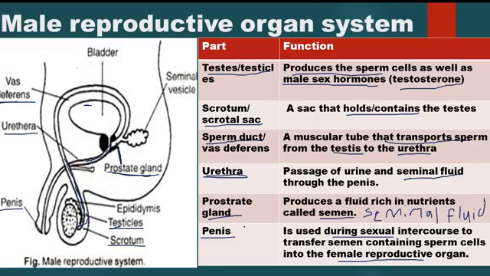Then we have the prostate gland, the gland that produces the semen, the fluid that is rich in nutrients such as glucose. Then we have the penis, which is used during sexual intercourse to transfer the semen containing the sperm cells into the female reproductive organ. So those parts, very important.